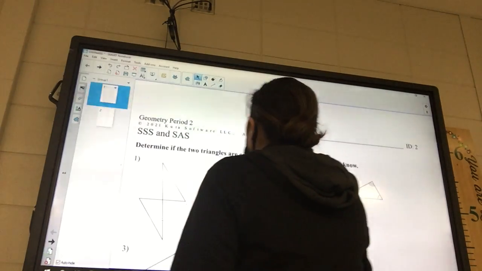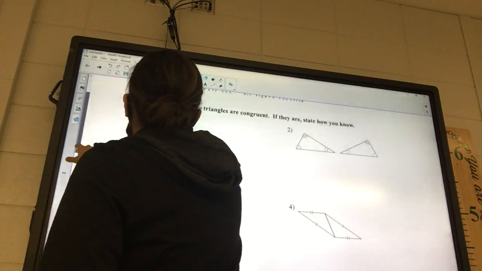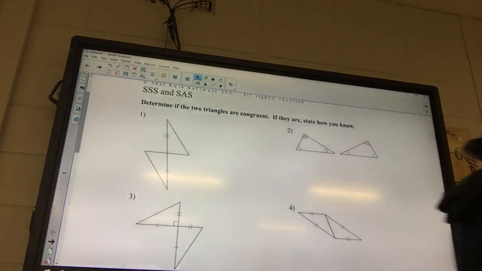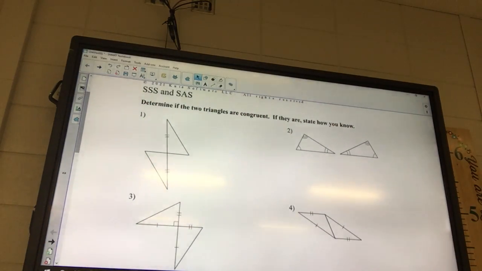I have 550 things open today. Okay, and all they want to know is side, side, side, and it says, how do you know? Okay, and I think I put an option on here for nothing. I don't remember.